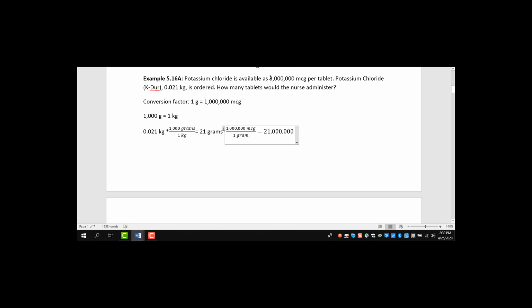So each tablet is 3 million micrograms, and that's what I got here. Micrograms. And I have 21 million that I need. So it's going to be, hopefully you see this, 21 million micrograms divided by 3 million micrograms, and I'm going to get 7 tablets. And hopefully that makes sense.